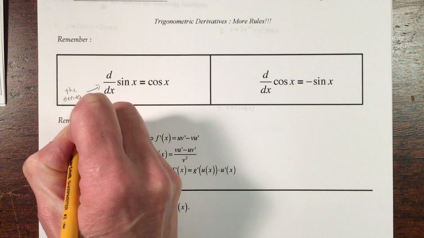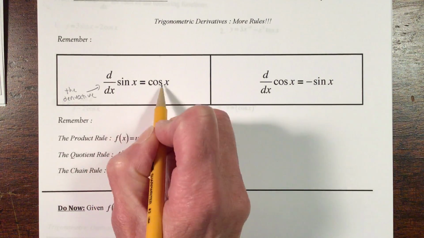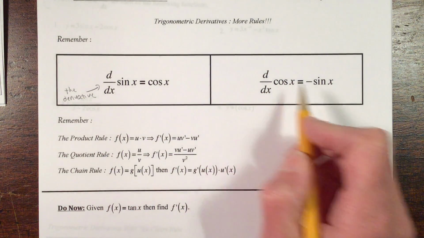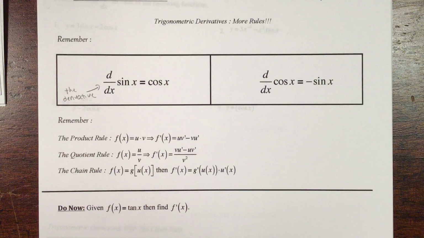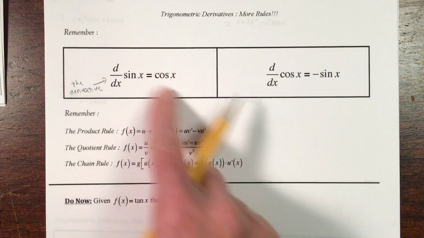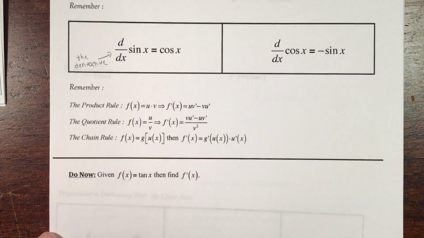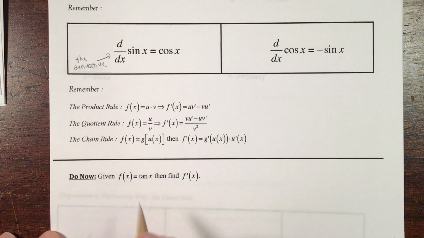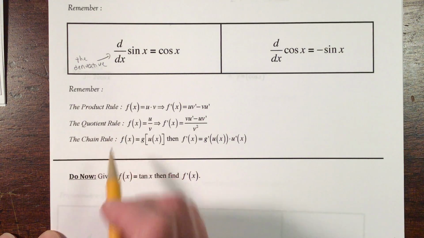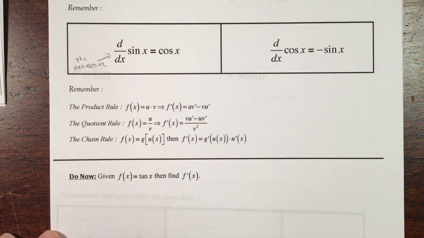So the derivative of the sine of x is cosine x, and the derivative of the cosine x is negative sine x. We went through these a few weeks ago, but we'll go through a few easy ones before we move on. Rules you should always remember at this point: product, quotient, and chain. I'm not going to go through them because you just spent last week reviewing them.